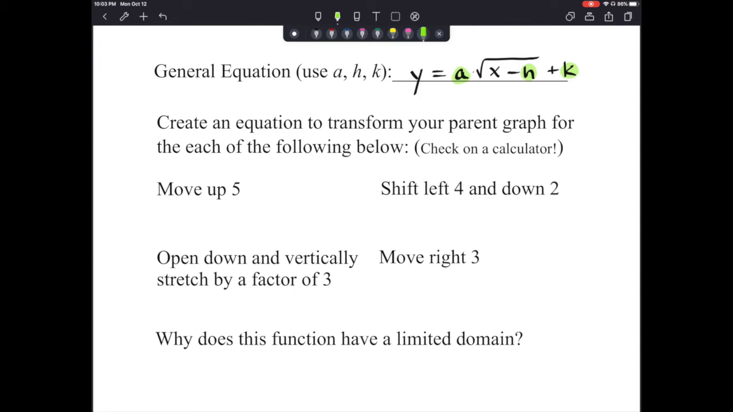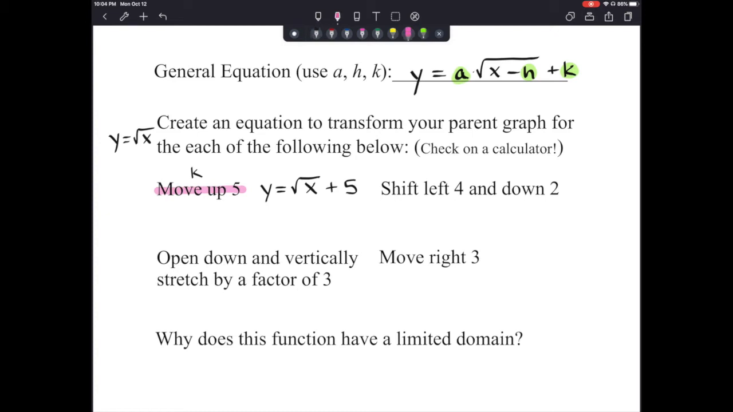So they're asking us to create equations to transform our parent graph, which, one more time, our parent graph is y is equal to the square root of x. So we're going to be moving it around based on the characteristics that are given. The first one, you'll see we want to move it up 5, and we know that that comes from our k. We're going to say y is equal to the square root of x plus 5.